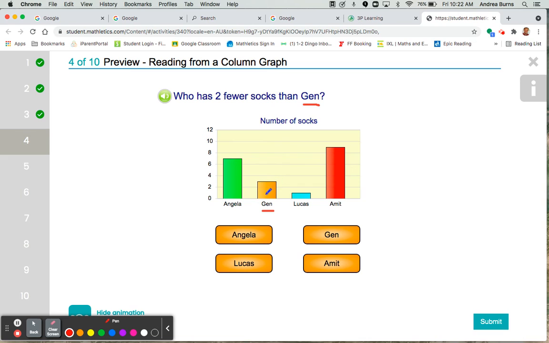Well, let's work out how many socks Gen has. Gen's column goes all the way up to here, doesn't it? And here is exactly halfway between the 2 and the 4. So that means Gen's going to have 3. So I might just put 3 next to Gen if that's okay. Right? So who has 2 fewer socks than Gen? Well, we're really asking, who's got whatever is 3 minus 2, aren't we? Because Gen's got 3, so 2 fewer is minus 2, and it's going to equal 1, isn't it?